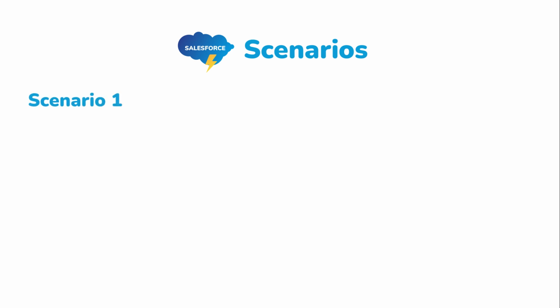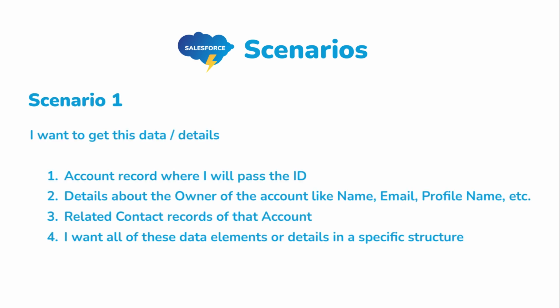Now, let's walk through a few scenarios where we will try to propose the best possible solution for each. Scenario 1. I want to get this data or details. 1. Account record where I will pass the ID. 2. Details about the owner of the account like name, email, profile name, etc. 3. Related contact records of that account. 4. I want all of these data elements or details in a specific structure.